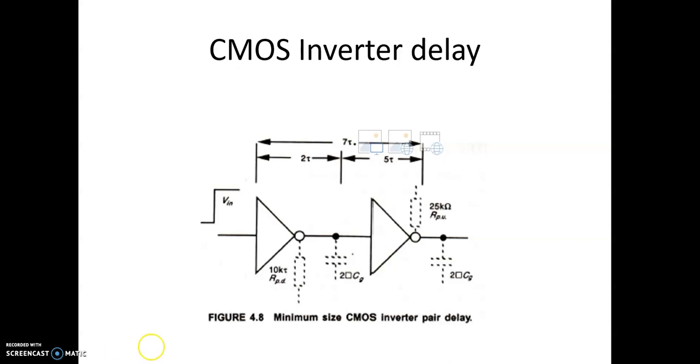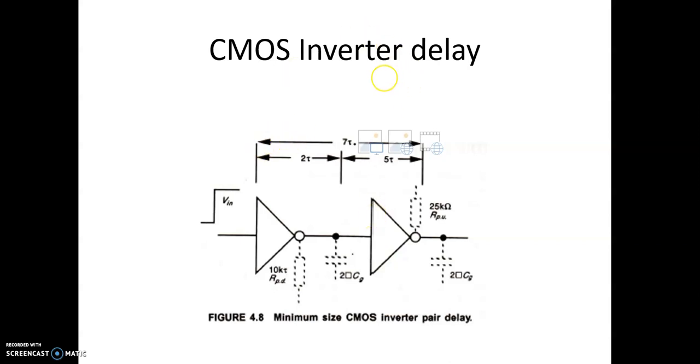In a CMOS inverter pair, the delay depends on which transistor is on, either the nMOS transistor or the PMOS transistor. Now, when the input is 1, the nMOS transistor will be on. As we have seen previously, the Rs value, the sheet resistance for the N diffusion transistor, will be 10K, and the delay will be Rs into delta Cg. Here it is 2 delta Cg, because the input will be connected here.